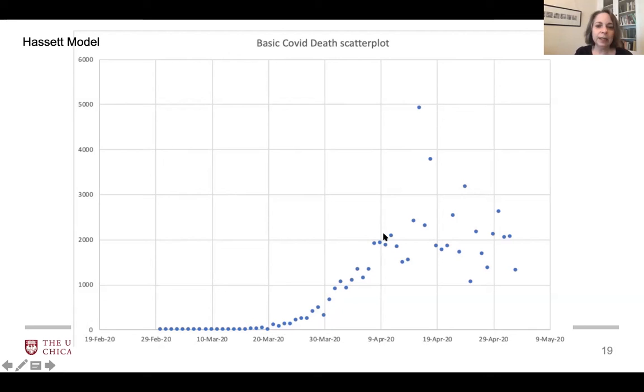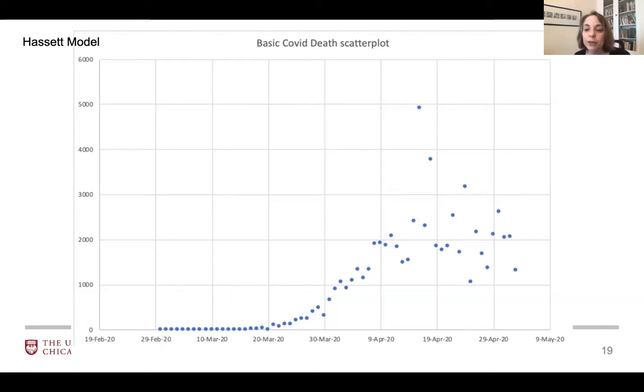It becomes very variable. That really high dot near 5,000 on one day in the middle of April, that's when New York reclassified a bunch of deaths, I think that had happened in nursing homes, and realized that they were COVID deaths. So they didn't all happen on that day. They should have been distributed over the previous weeks. So, and then actually what he did is he just looked for the best fitting a polynomial equation.